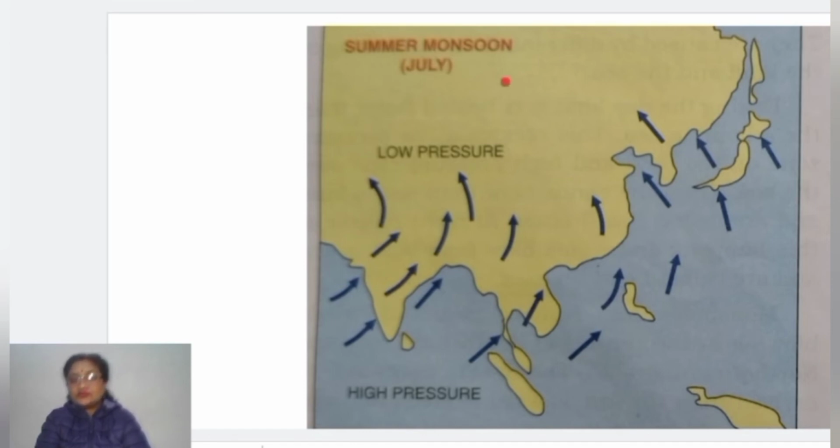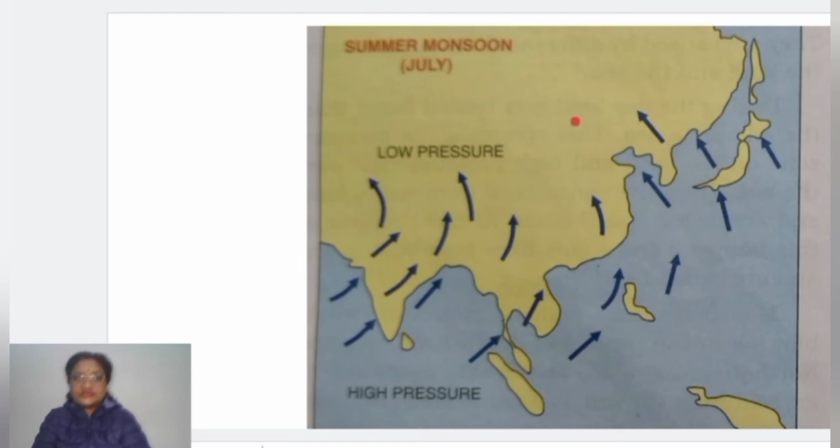Just the opposite happens during the winter season. In winters, the winds blow from land to sea, just like we have during night time. The winds blow from land to sea, and that is called land breeze. Here it's called the winter monsoon. Let's discuss it first of all.